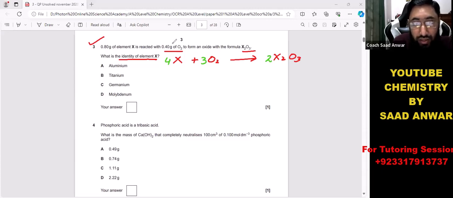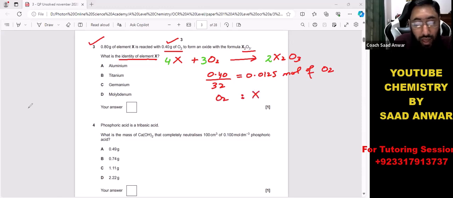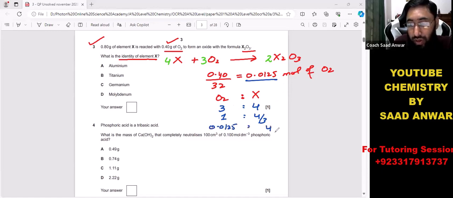Then you can see the mass of oxygen is given as 0.40, so I can convert it to moles by dividing by 32. So 0.0125 is the mole of oxygen. Now let's compare oxygen versus X. According to the balanced chemical equation, 3 mole of oxygen reacts with 4 mole of X. So if I have 1 mole of oxygen, then X will be 4 by 3. But I have 0.0125 mole of oxygen, so mole of X will be 4 upon 3 times 0.0125.